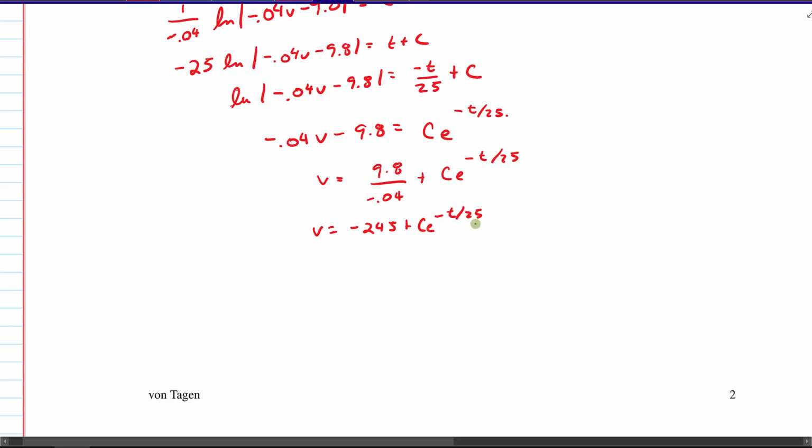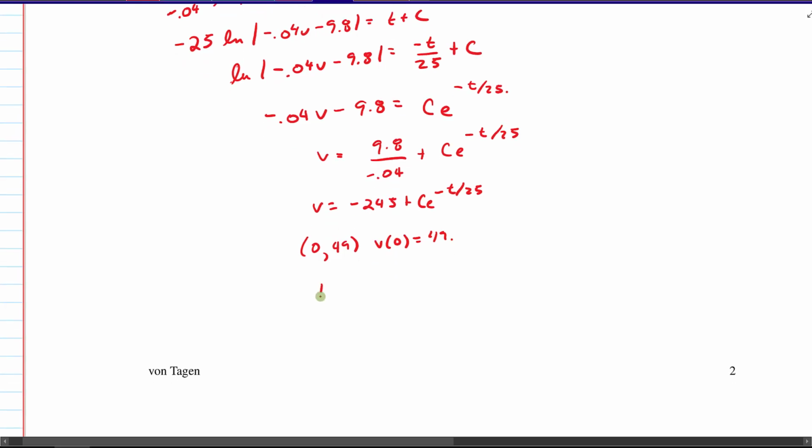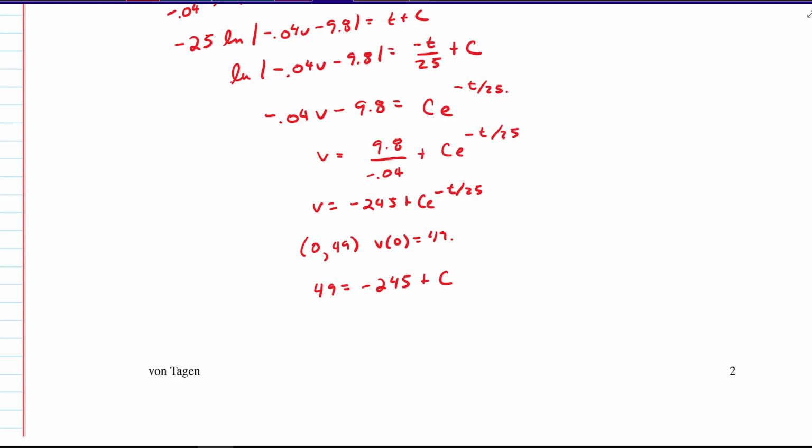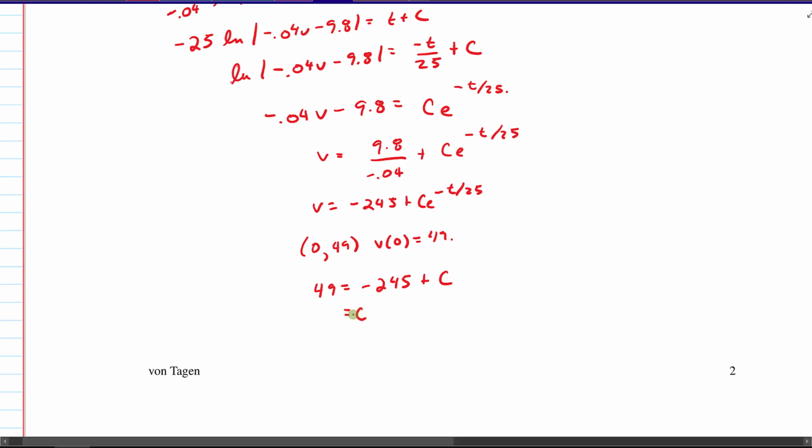And then let's see here. We know that when t equals 0, so we've got the ordered pair (0, 49), that is v of 0 equals 49. So we would have that 49 needs to be equal to negative 245 plus c e to the 0, which is just 1, or that c needs to be equal to 294. That gives us that v of t is equal to negative 245 plus 294 e to the negative t over 25.